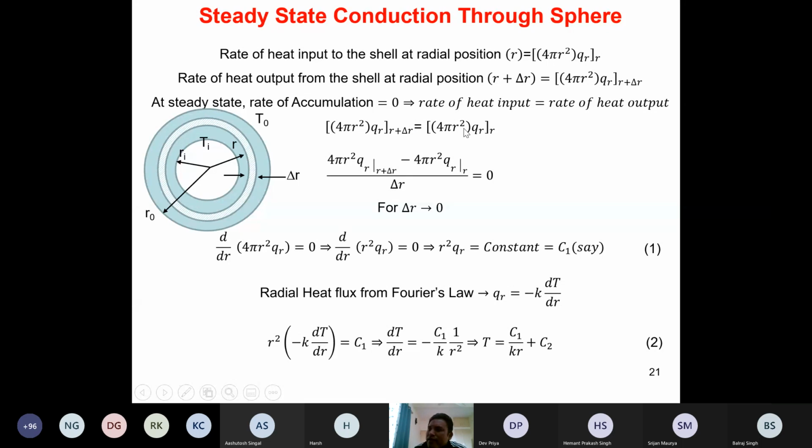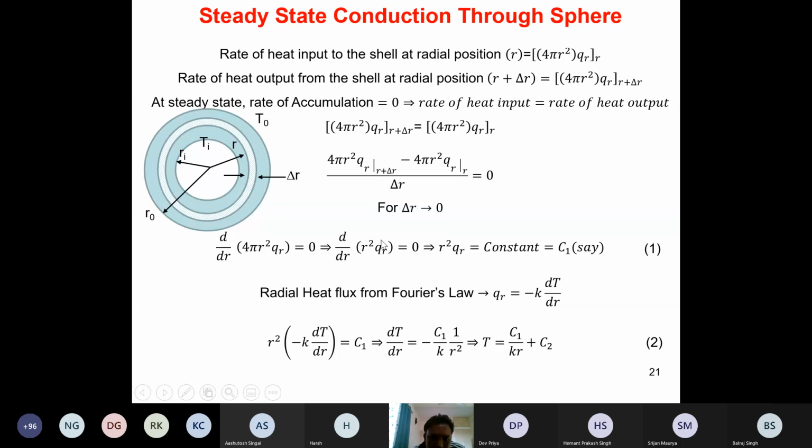So if we rearrange this equation in a differential form, what we get is 4 pi r square QR at R plus delta R minus 4 pi r square QR at R, divided by delta R, should be equal to 0, where delta R tends to 0. Clear? So this equation can be represented in a differential equation form. So what we get is d by dr of (4 pi r square QR) equals 0. Again, 4 pi is a constant term, so we can get rid of 4 pi. So what we get ultimately is d by dr of (r square QR) equals 0.